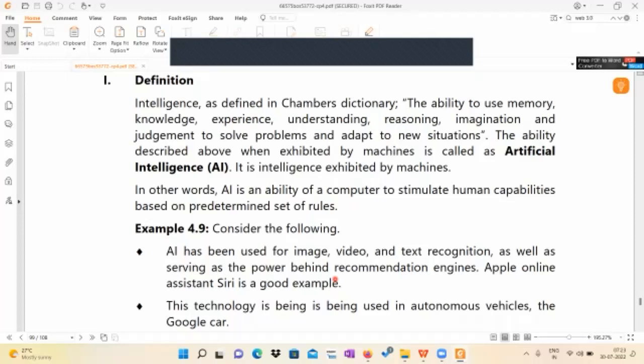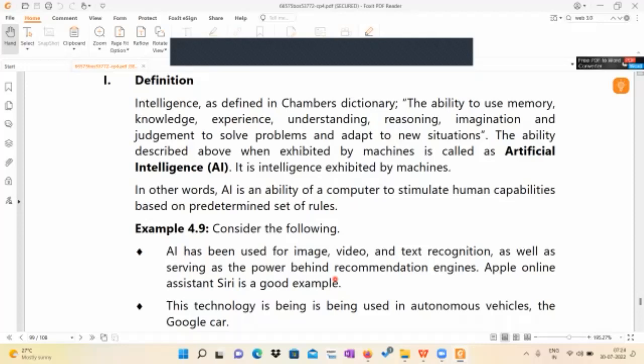Suppose if tea or coffee was spilled on the floor, there are certain techniques for how to clean those stains. That one we provided to the machine. So that is expertise, that is experience. So understanding, reasoning, and imagination to solve the problems and adapt to new situations.